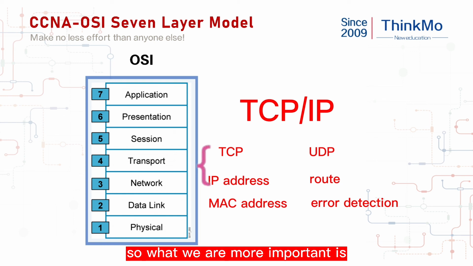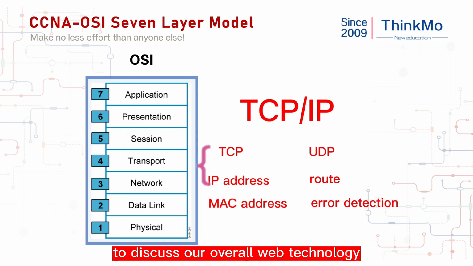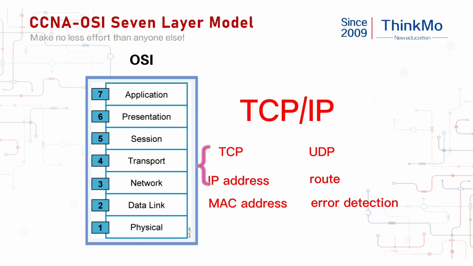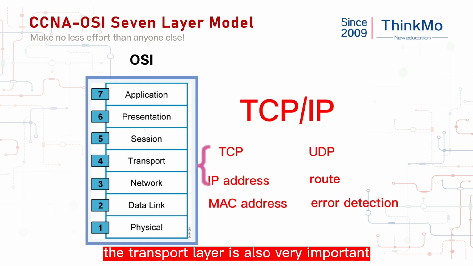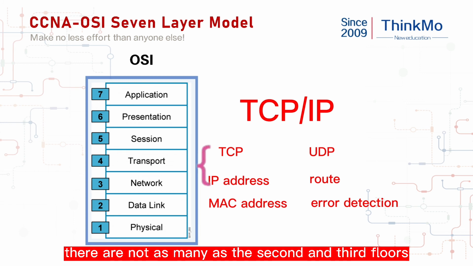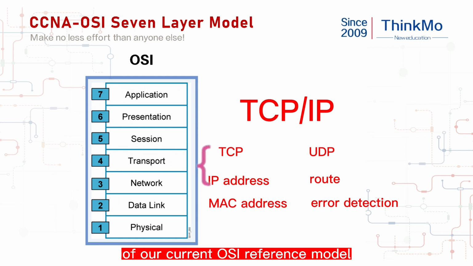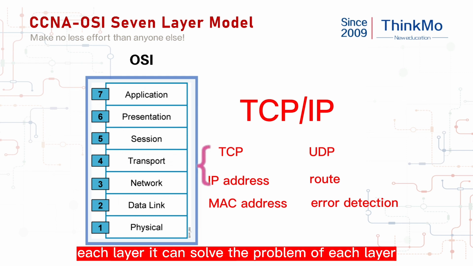So what is more important for us is to revolve around the 2nd and 3rd layers to discuss our overall network technology. Of course, the transport layer is also very important, but relatively speaking, there is not as much as in the 2nd and 3rd layers. Based on the 7 layers of our current OSI reference model, each layer can solve the problem of each layer.